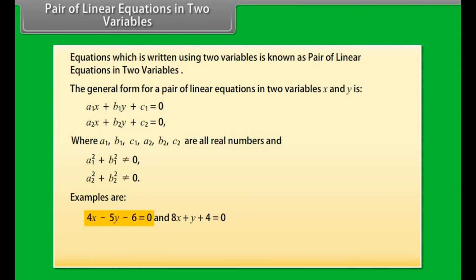Examples are 4x minus 5y minus 6 = 0 and 8x + y + 4 = 0. x + y = 12 and 7 = y.